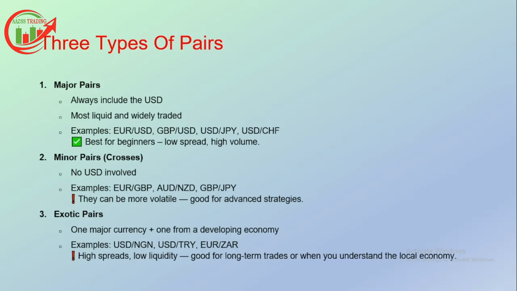A very good example is USD against the Naira, right? You can imagine that's just an exotic pair because USD is against Naira. One major currency, USD, and the developing economy, Nigeria. So USD/TRY, EUR/ZAR. They have high spread, low liquidity, good for long-term trades, or when you understand the local economy, right? So now let's move on. I hope you understand now that there are three types of pairs: major pairs, minor pairs, and exotic pairs.